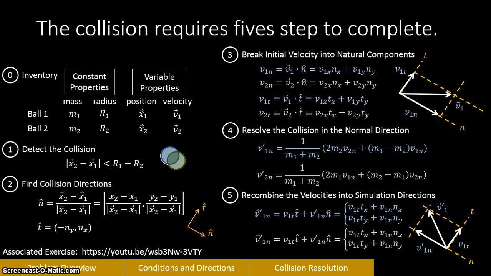We have these variable properties as well, and they're going to be more important for our simulation. We're going to need the mass and the radius, but the variable properties are the things we're going to have to check and the things we're going to have to change. The first one is the position. The position is only going to change during the update, but it's going to be important to detect in step 1 what happens in the collision, when the collision occurs with the collision detection. And then the velocity, steps 3 to 5 are going to use the velocity exclusively.